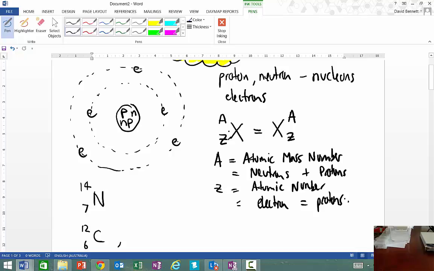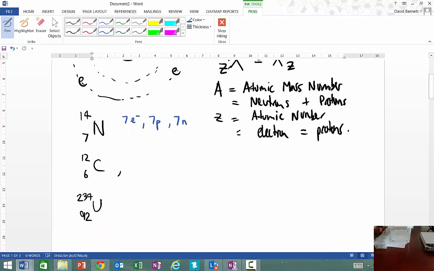That's the first thing, the terminology you must know, and I'm pretty sure most of you have seen that before. If we were looking at nitrogen, it has an atomic number of 7 and a mass number of 14. That means it has 7 electrons, 7 protons, therefore it must have 7 neutrons. So you can work out the number there. Carbon has 6 electrons, 6 protons, and 6 neutrons.